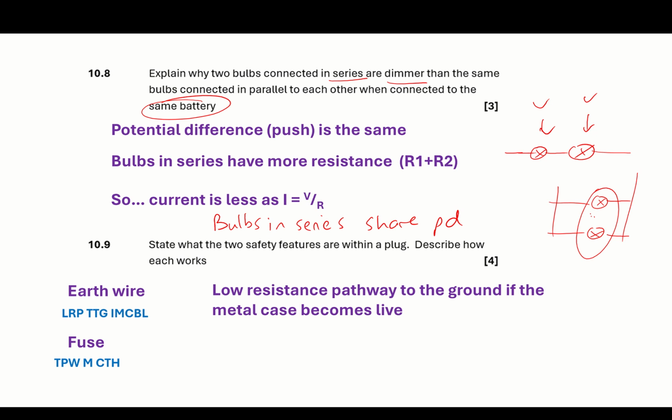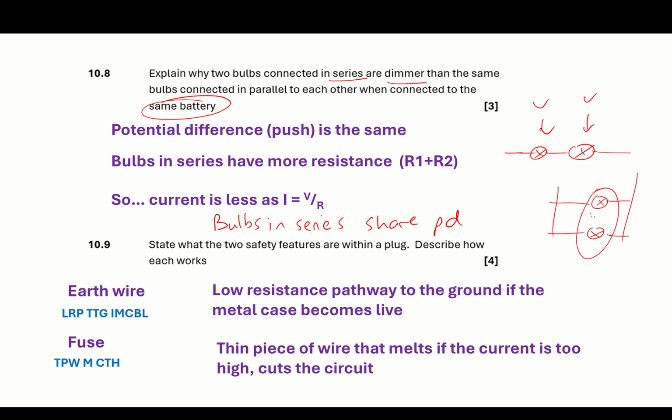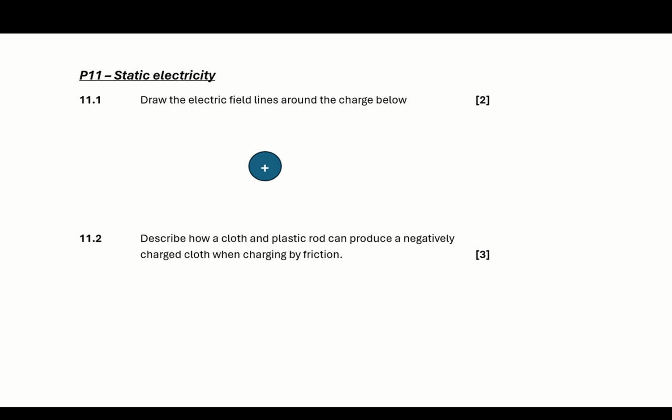Then the fuse, well, if the current goes too high, if there's a fault with the appliance, it's a little piece of wire that's designed to melt and it cuts the circuit. So it's a thin piece of wire that melts if the current's too high, and this then cuts the circuit so there's no risk of electrocution. And that's it. That's that one done.